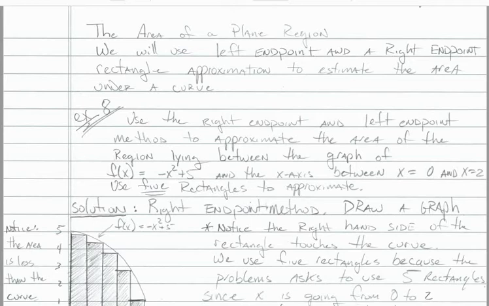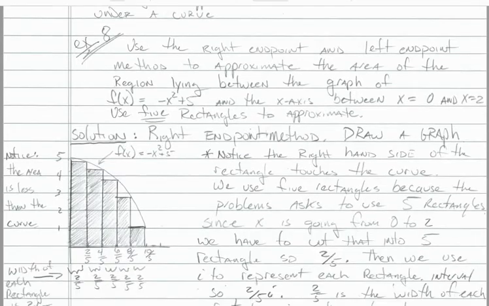So you're going to see as we do the two different approximations, one's going to be slightly under the curve, one's going to be slightly over the curve. So one's an over approximation, one's an under approximation that we're going to do to find an area of a region.